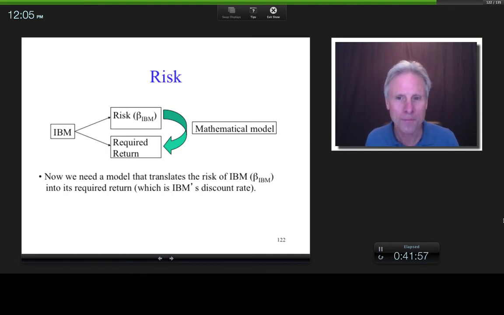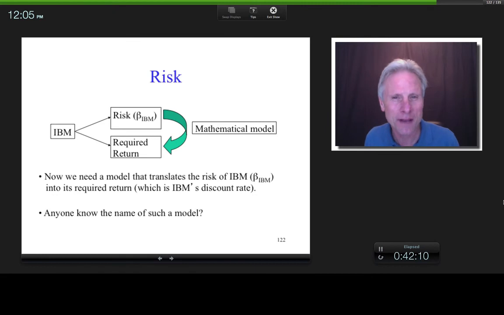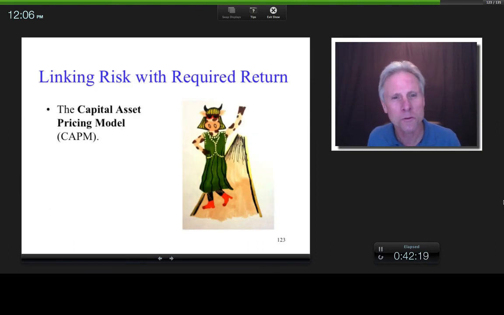But right now, we've quantified beta, so we've got the relevant risk. We need to map it or come up with a formula for what puts it into required return. Does anybody know the name of a model that does that? Well, there are different models out there, and what we'll do is talk about the capital asset pricing model. By the way, in case you're wondering, that's a model. Okay. So, linking risk with required return.